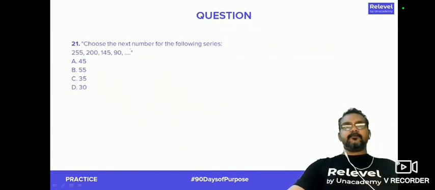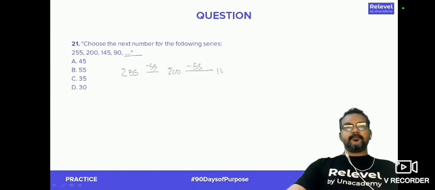21. You have to figure the next number in this series. So clearly the numbers are reducing by 55 every step. So minus 55 here will give us 90, and minus 55 again will give us 35. So 21's option is C.